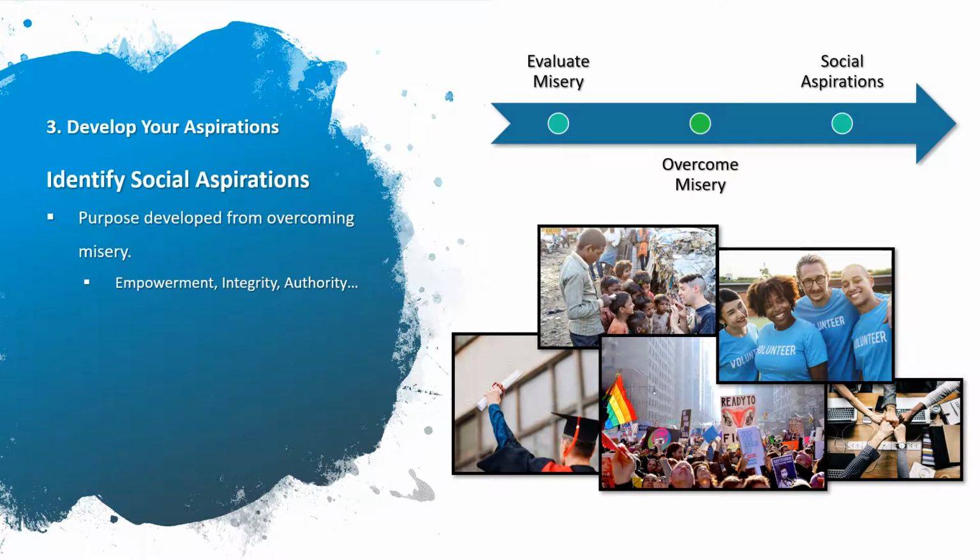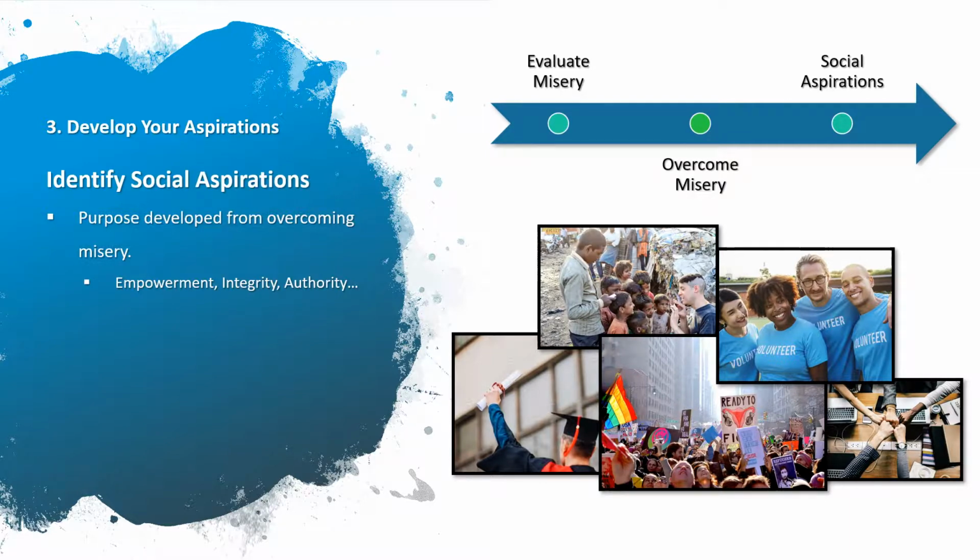You've got all this energy and work that you've put into overcoming misery. What's that energy and work going to contribute to? You are essentially going to be an expert in overcoming your own misery. The challenges in your life that are restricting you, you're going to learn and develop from them. What can you do with the lessons you learn along the way? This is where social aspirations help you develop a sense of purpose, and they give you the empowerment and integrity and authority to carry them out.